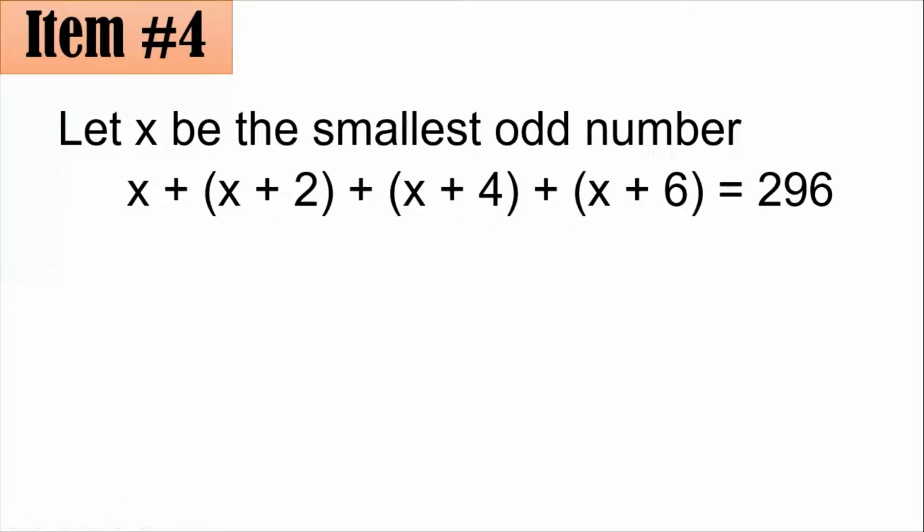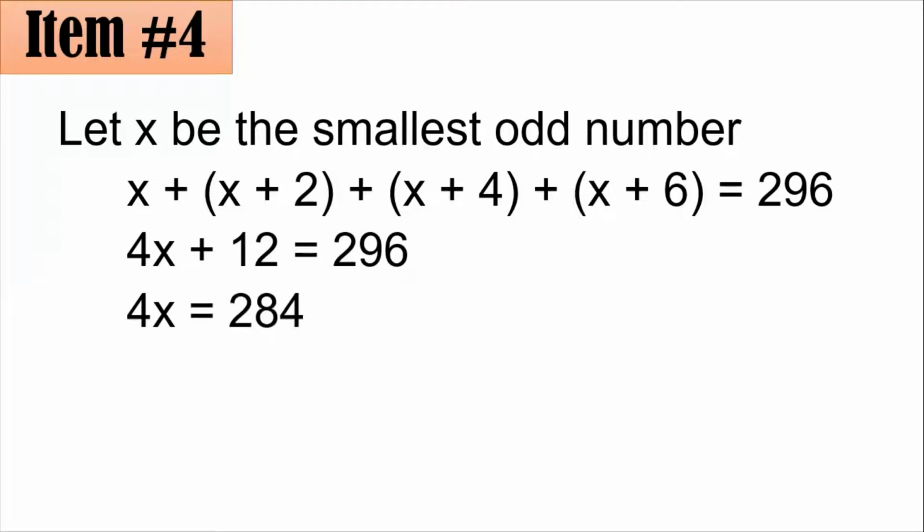296. And from here, you could see that we have here 4 x's, so their sum is 4x. 2 plus 4 plus 6 is 12. That's why I have 4x plus 12 equals 296. And after which, subtracting both sides by 12, you get 4x equals 284. Dividing both sides by 4, that gives you x, which is 71.